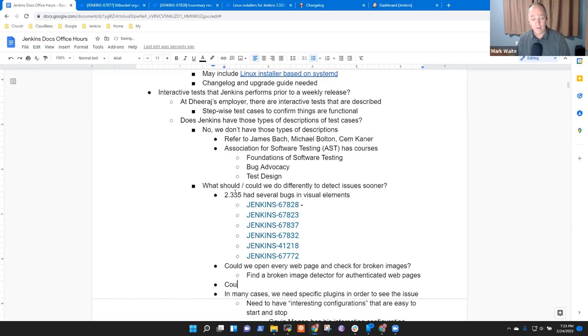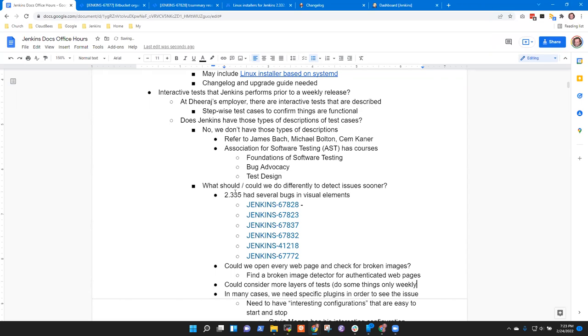So I think it's worth considering more layers of tests. So do some things only weekly. Right. Because there are values to some tests. Some tests are more valuable than others. And we want to do the more valuable things more frequently. The less valuable things are the things that are less likely to detect a problem. We may do them less frequently. Or the things that are a greater effort and a greater cost.